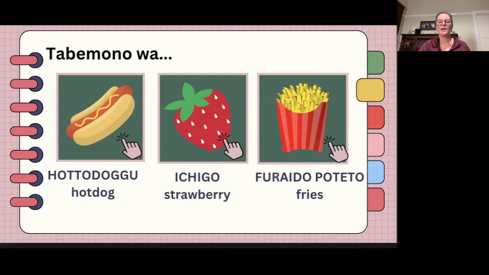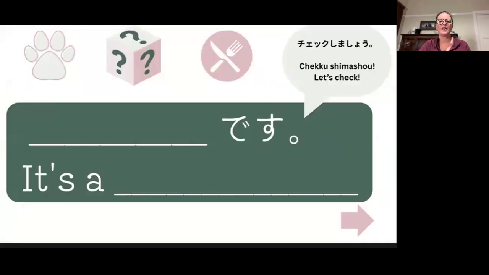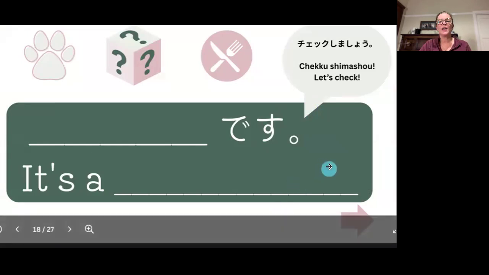After they've decided what the one word is, whether it's a character, an object, a food, or an animal, there's a little chance then, and it's a reminder too, almost like a built-in little mini brain break or a change in pace and activity. Check shimashou, let's check. So it's a chance for a little bit of reading and a little bit of speaking.